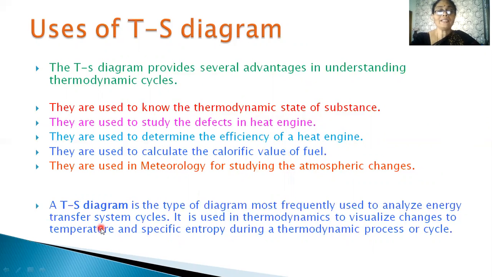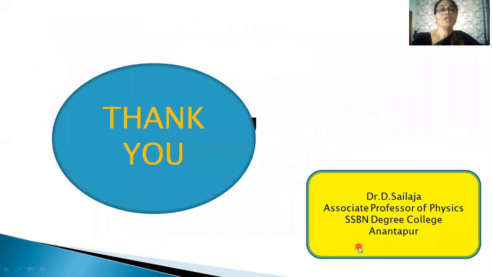Ultimately, the TS diagram is the type of diagram most frequently used to analyze energy transfer system cycles. It is also used in thermodynamics to visualize the changes in temperature and specific entropy during a thermodynamic process or cycle. So I hope you have understood the TS diagram and how we can calculate the work done by the working substance during the Carnot cycle, and also estimate the efficiency of the heat engine with the help of the TS diagram.